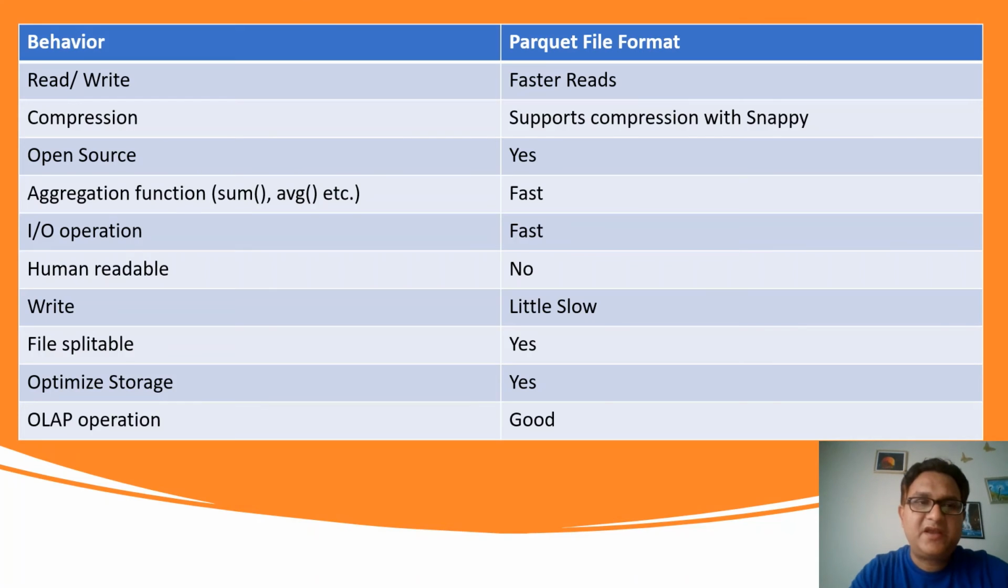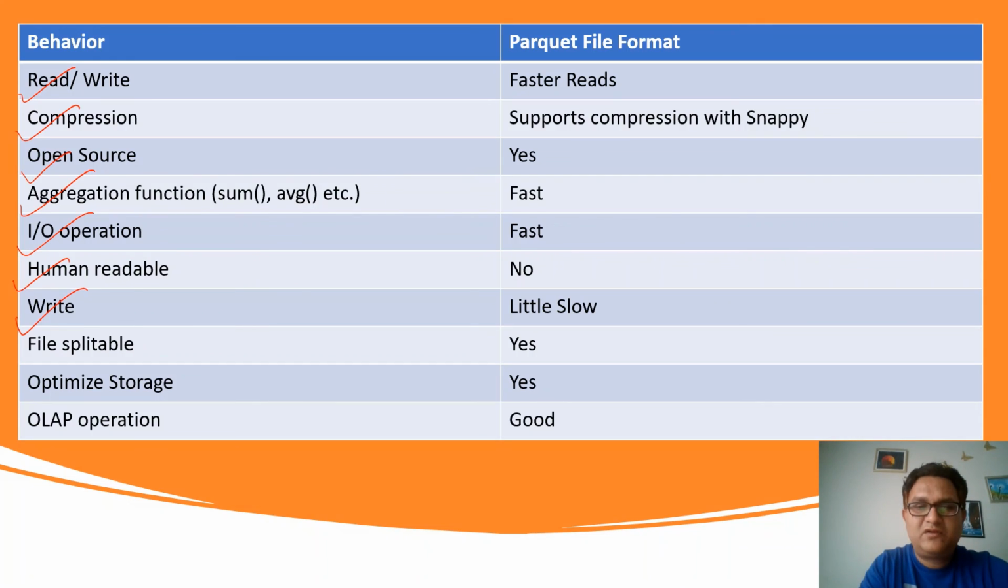If you see here, in terms of read and write, it's a very fast read. It supports compression with Snappy. It's open source, a file format very well versed with Spark and other big data toolsets. Aggregation functions are fast. IO operation is fast, so it can save networking bandwidth also. Human readable: it's not plain like text and CSV, so it's not that human readable a format.